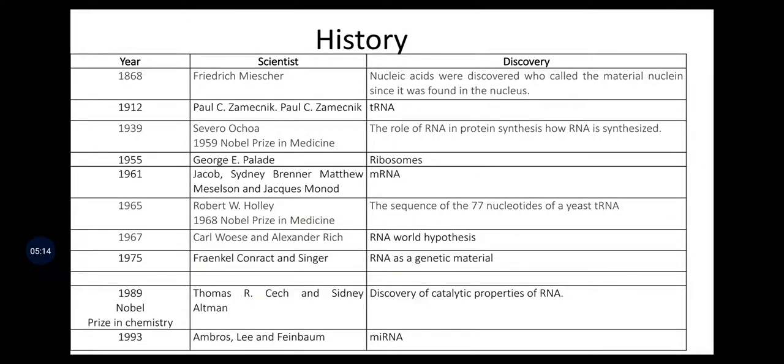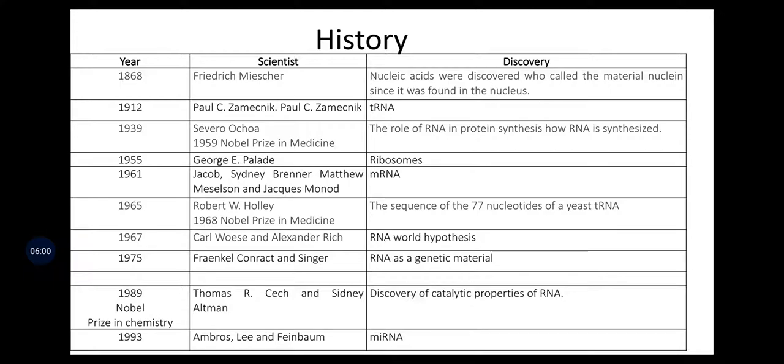Coming to the history, or milestones in RNA discovery. The first thing is in 1868 by Friedrich Miescher. He discovered nucleic acids; he called the material nuclein since it was found in the nucleus. In 1912, Phoebus Levene discovered tRNA. In 1939, Severo Ochoa found the role of RNA in protein synthesis and showed how RNA is synthesized. For his contribution, he got the 1959 Nobel Prize in the field of medicine.